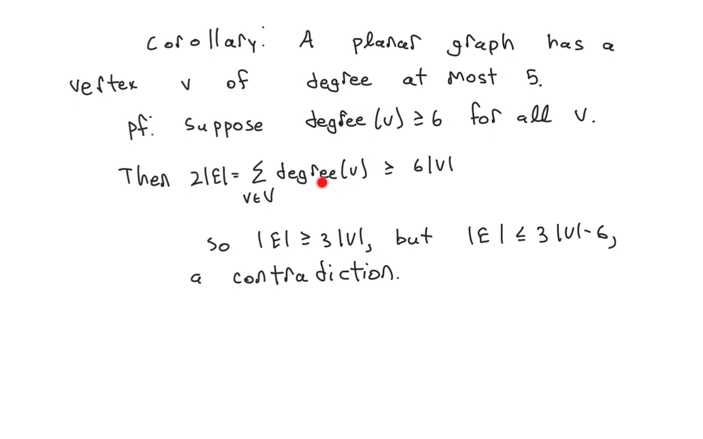Since each degree is at least 6, that's at least 6 times the number of vertices. If I divide through by 2, this tells me that the number of edges is at least 3 times the number of vertices, but since we're assuming we have a planar graph, this contradicts our upper bound, so it's a contradiction. Therefore, every planar graph has to have a vertex of degree smaller than 6.